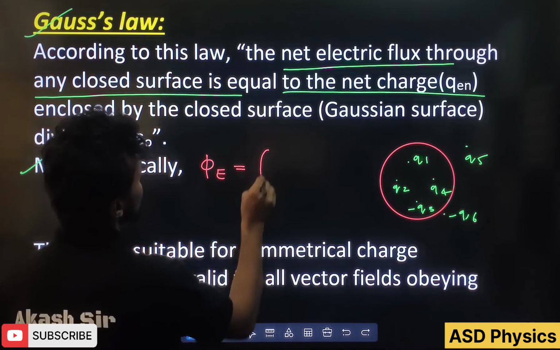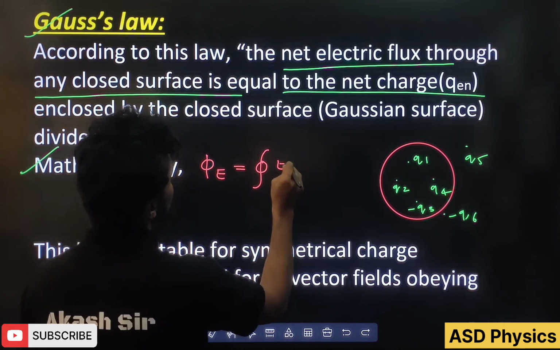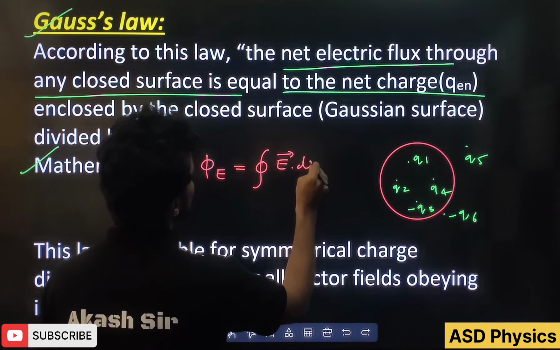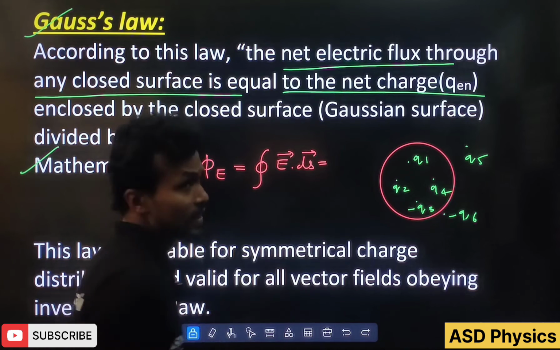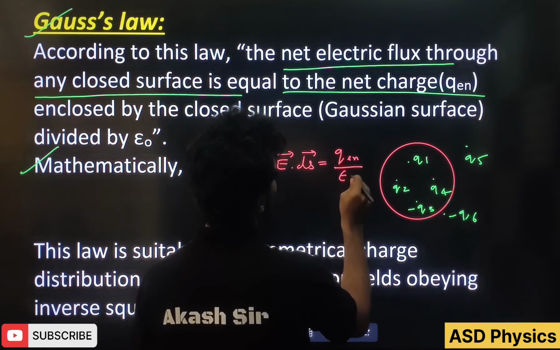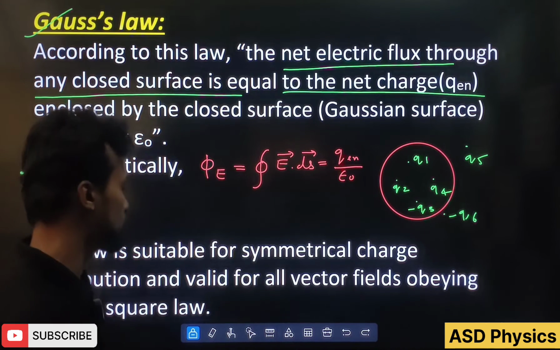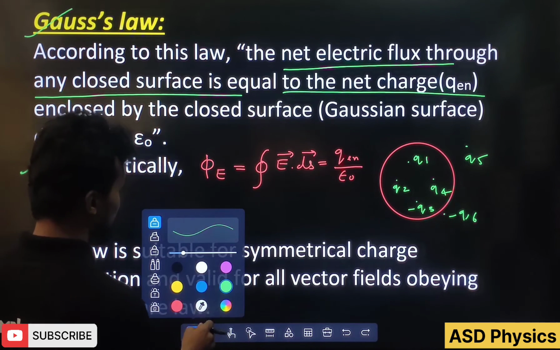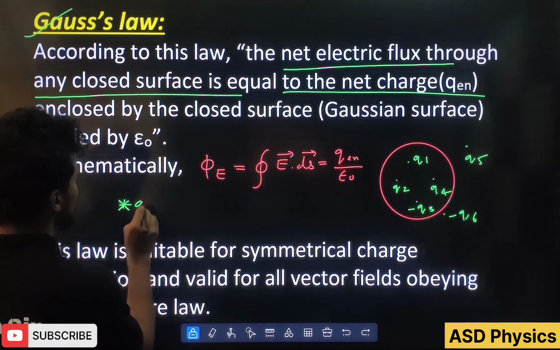This phi E will be equal to the closed surface integral of E dot ds. Okay, and this is equal to the charge enclosed, that means q enclosed by epsilon naught. This is according to the Gauss law. And we know very well what is the value of this charge enclosed.